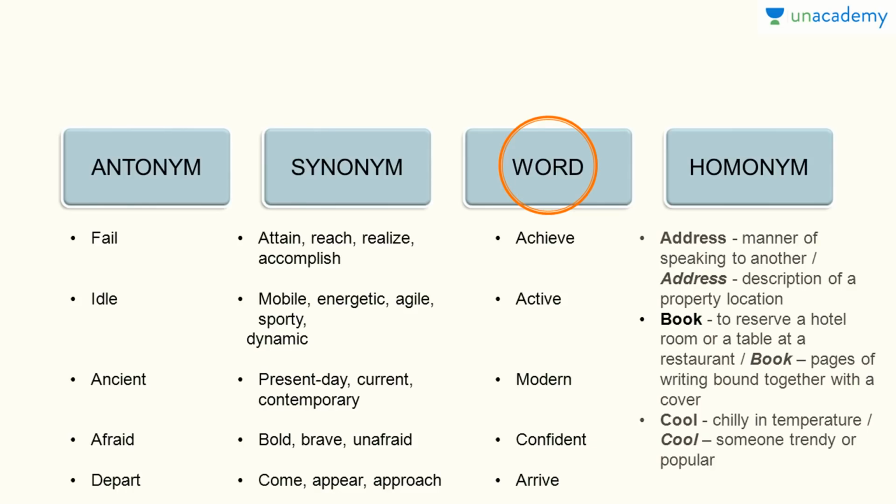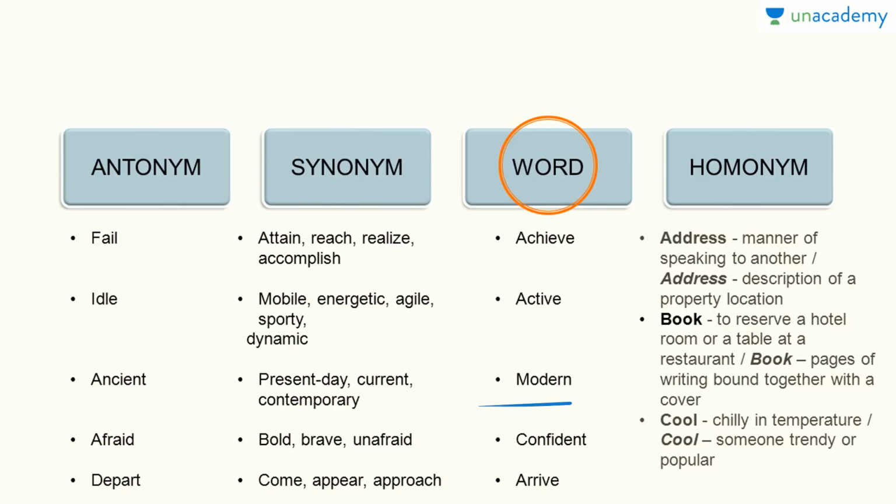Next, let's analyze what antonyms, synonyms and homonyms are. The first word is achieve, the synonyms of which are attain, reach, realize, accomplish. Antonym is fail. Second word is active. Synonyms would be mobile, energetic, agile, sporty, dynamic. Opposite would be antonym, which is idle.